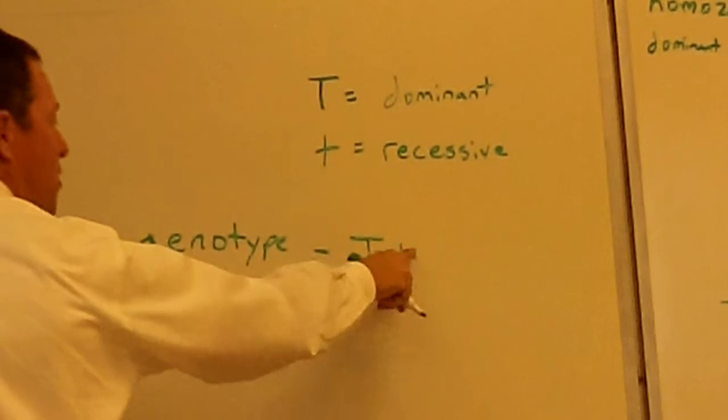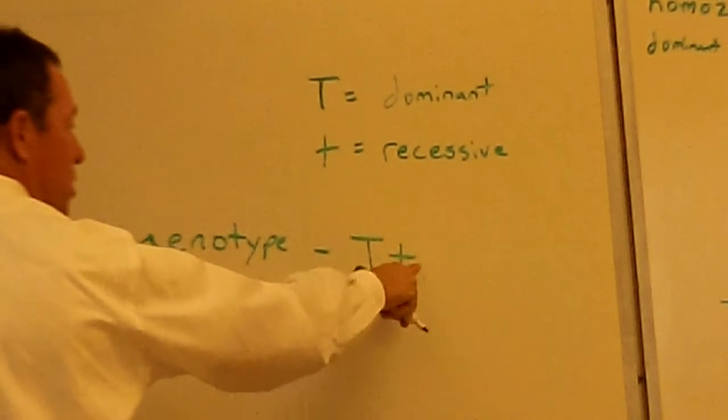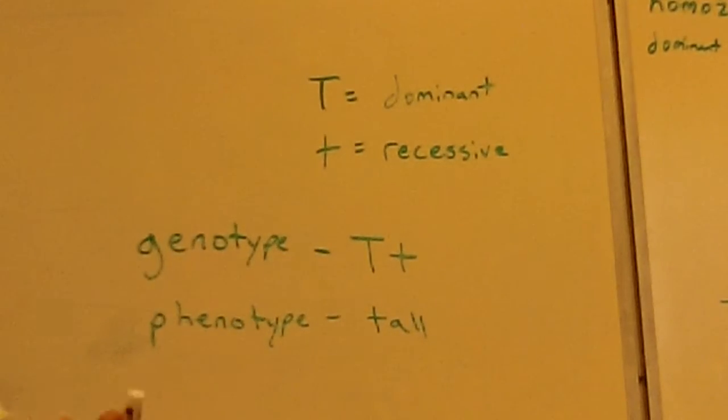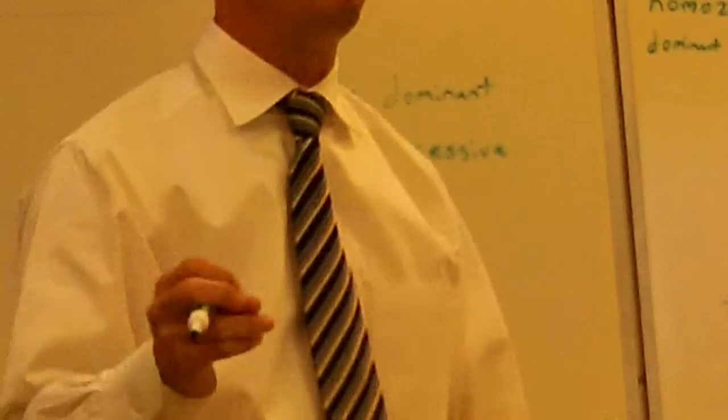The phenotype is a description of the organism. So what would the phenotype be for this? Height. It'd be tall. Okay. A description of what the organism looks like is the phenotype.